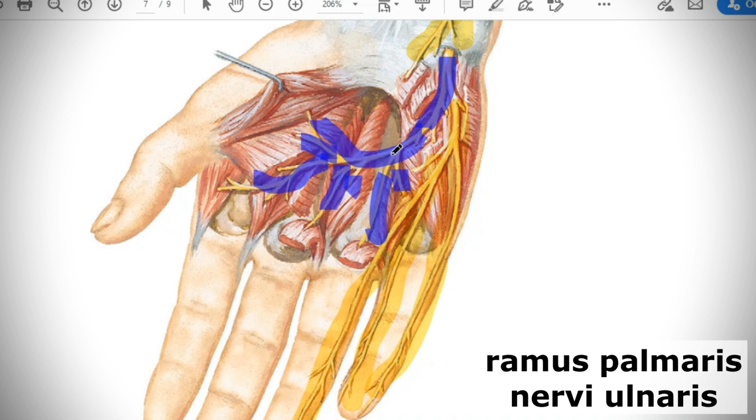First of all, it supplies all muscles of the hypothenar, then it supplies the medial group of muscles of the hand, then it supplies the third and fourth lumbrical muscles, and it also reaches one and even two muscles of the thenar. It supplies musculus adductor pollicis, this one, and here you can see the deep head of the short flexor of the pollex.